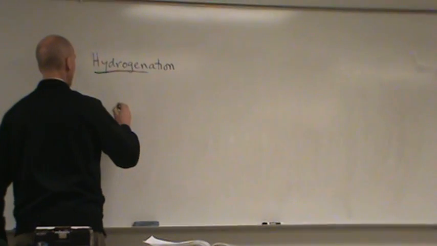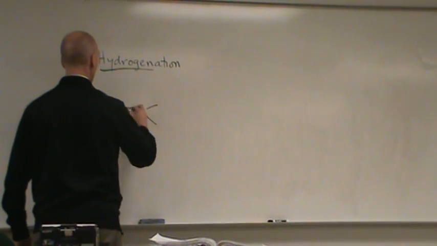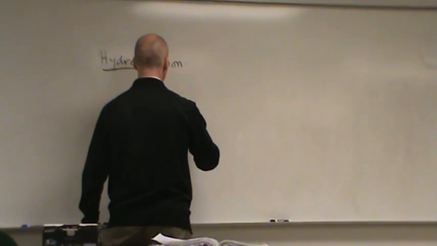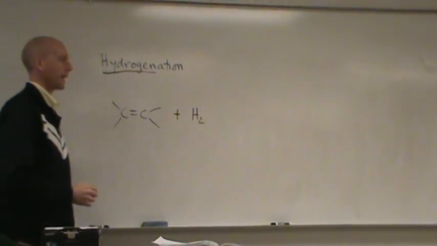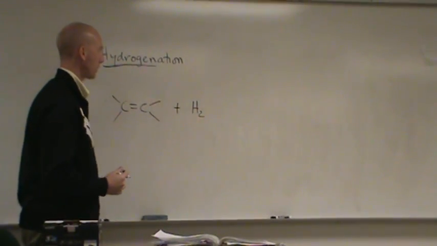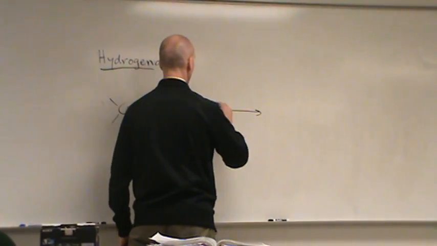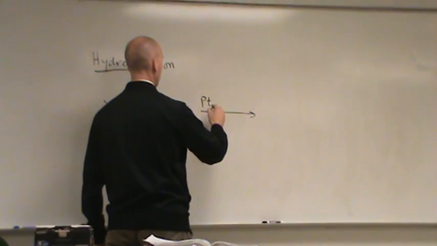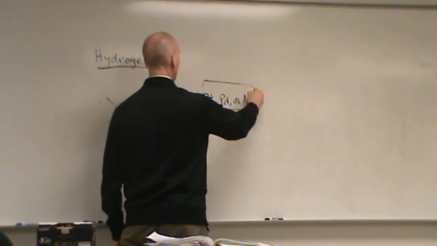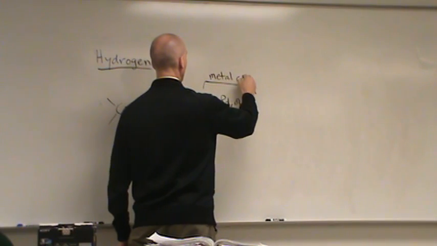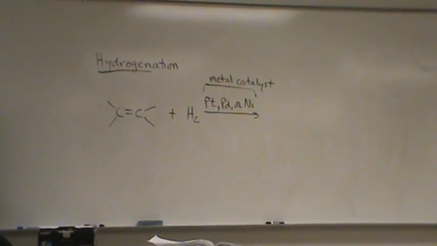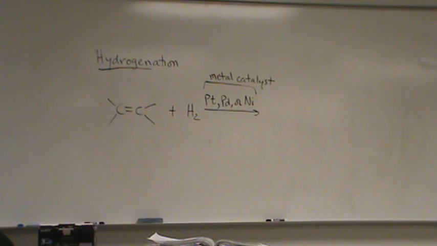Okay, so here's our model where we have a carbon-carbon double bond. This time we're going to react with H2, that's our hydrogen. You never get hydrogen as single atoms, it always comes as the diatomic. And we're going to use some kind of metal like platinum, palladium, or nickel. Either one of those three will work as a metal catalyst. If you don't use any of those, the reaction will not work.